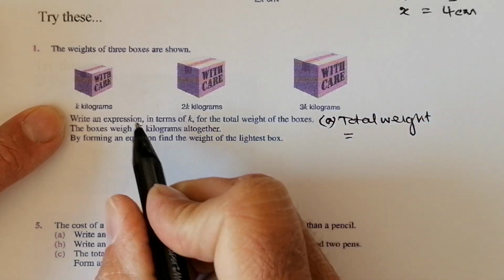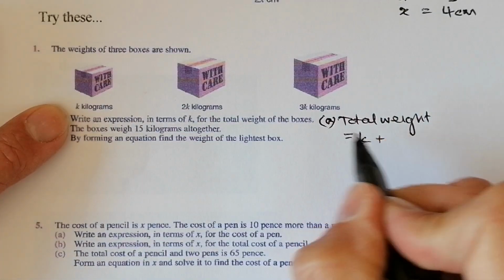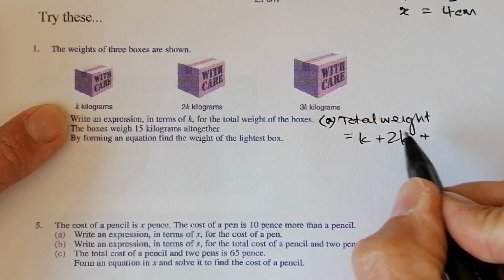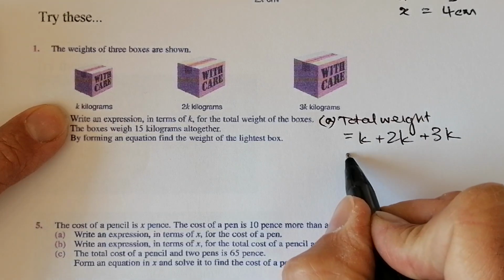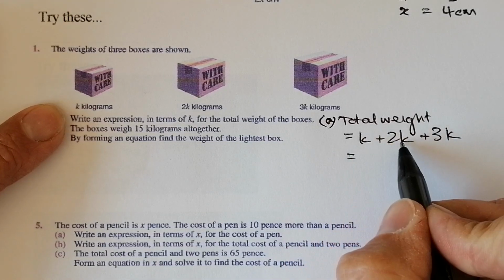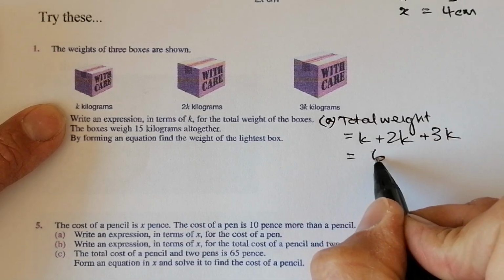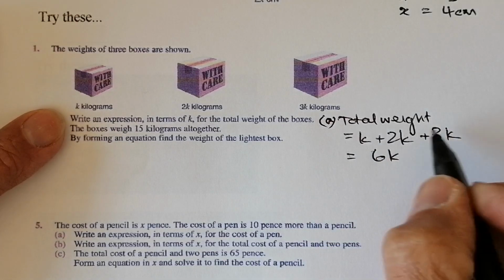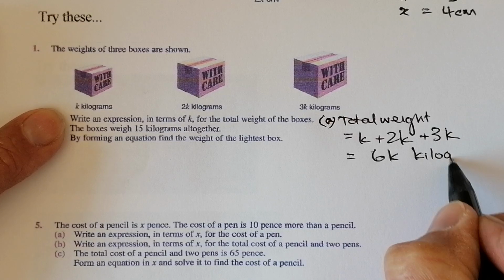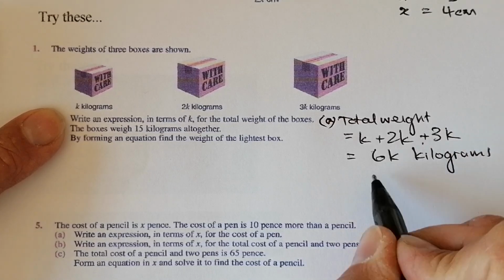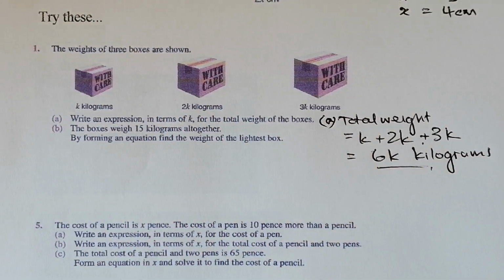It's going to be equal to k plus 2k plus 3k. In total, that's going to give us k plus 2k is 3k, plus another 3k is 6k, and that's going to be kilograms. So there's the answer for part A. So let's look at part B.